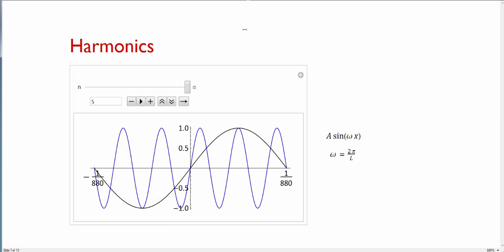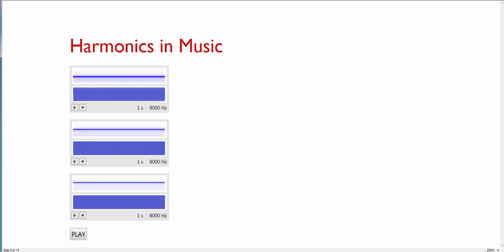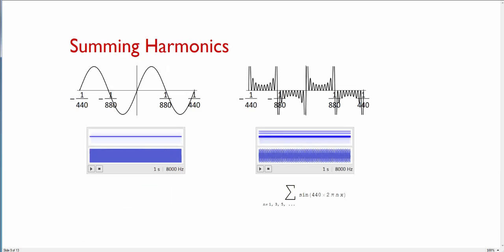Now, if we add together harmonic components, like these, the result will clearly be periodic as well, with the same period as the fundamental frequency. Let's look at what happens if I sum just the odd-numbered harmonics. Here's the fundamental, 440 Hz again, and here's the result for summing the first few odd harmonics. The formula is given here.